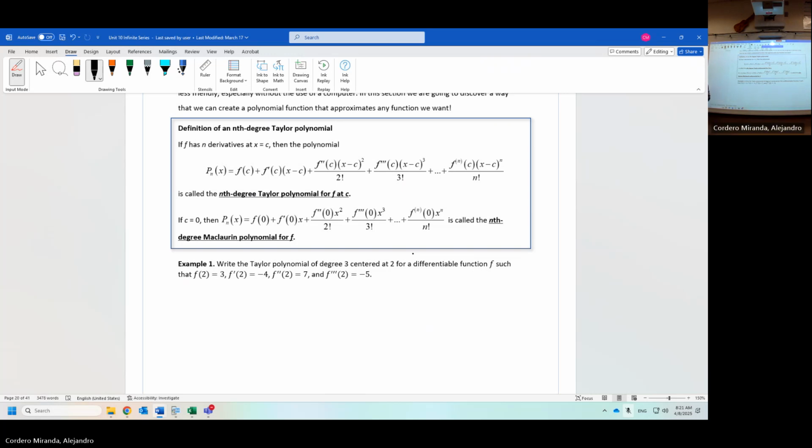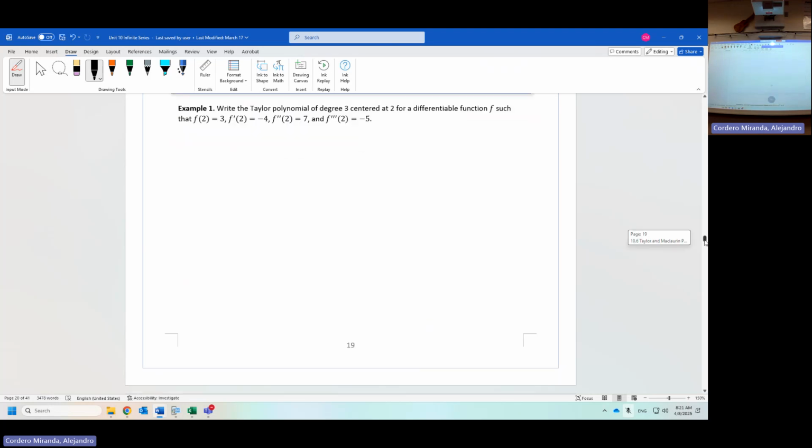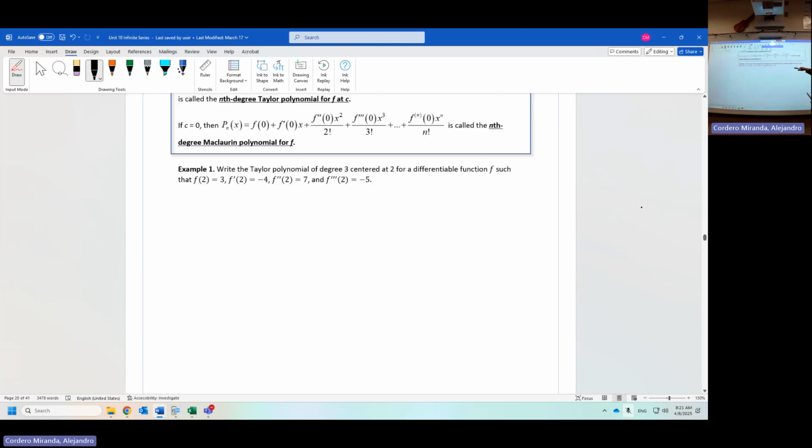Correct. Yeah, Maclaurin polynomial. A lot of times they're the most common ones that you'll see, just because 0 is such a natural starting point. But yeah, you might get asked a question like this: write a Taylor polynomial of degree 3 centered at 2 for this function f that has these properties. Okay, so the idea is, let me basically follow that little formula, or in other words, here's the notation.